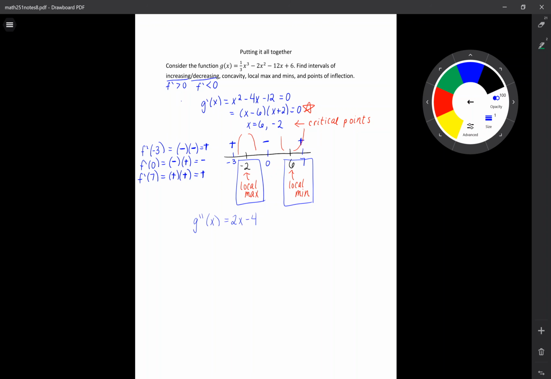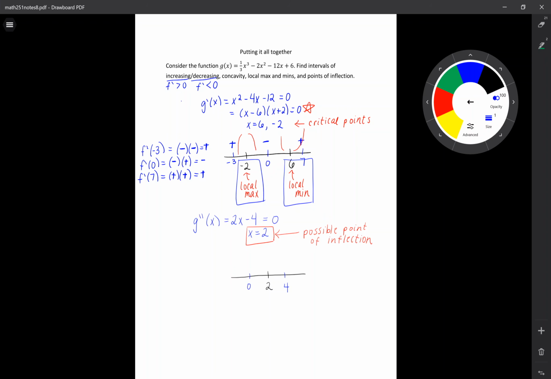And to see where this is positive or negative, I'm going to set this equal to 0 to give me x equals 2. This x equals 2 is my possible point of inflection, where the second derivative is equal to 0. Possible point of inflection. And now, as we did above, I'm going to plot this 2 on a number line. I'm going to choose a point to the left and to the right of it. I'll choose 0 and 4. Doesn't have to be symmetrical, but we can choose it that way.